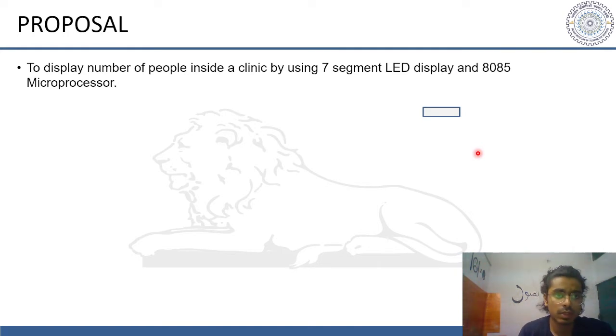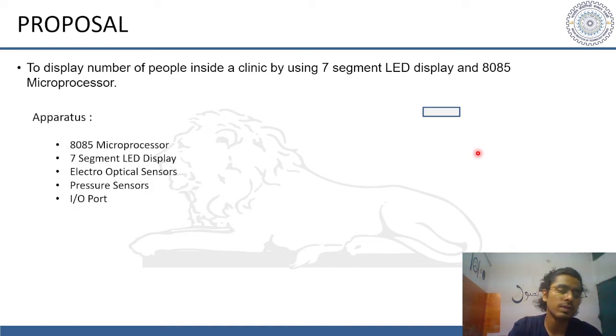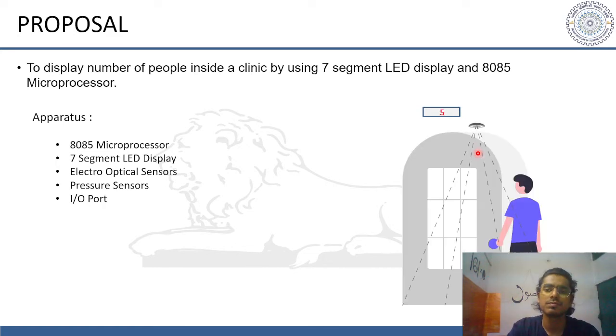So coming to the proposal for this project: we can use a 7-segment LED display and an 8085 microprocessor along with different sensors to count the number of people inside a clinic and display it on the LED display outside the clinic. For apparatus, we need an 8085 microprocessor, a 7-segment LED display, an electro-optical sensor, pressure sensors, and an I/O port for communication of the microprocessor and input-output devices. So here is the arrangement.